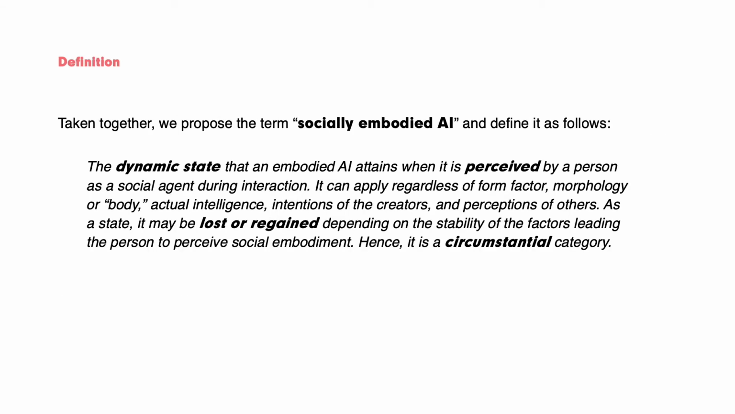We propose the term socially embodied AI, the dynamic state that an embodied AI attains when it is perceived by a person as a social agent during interaction. It can apply regardless of form factor, morphology, or body, actual intelligence, intentions of the creators, and perceptions of others. As a state, it may be lost or regained depending on the stability of the factors leading the person to perceive social embodiment. Hence, it is a circumstantial category.